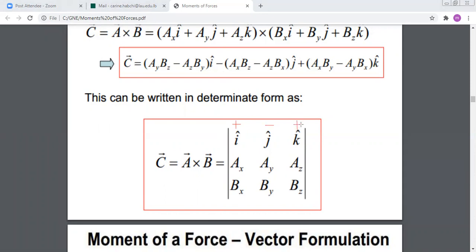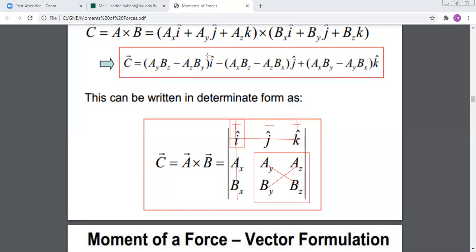And now we say, first, I want to determine what is the component along plus I, okay, along plus I. So what I do to do this, I will drop the column of I and the line of I, and then I still have 4 numbers here. So first, along plus I do the following. I multiply this term by this term minus this term by this term. So it's AY BZ minus BY AZ. As you can see, it's the same term here.